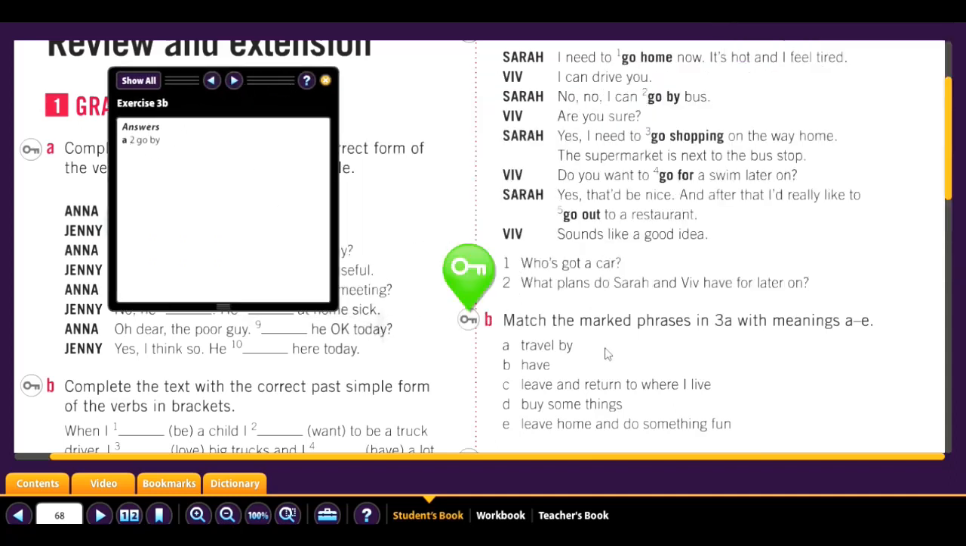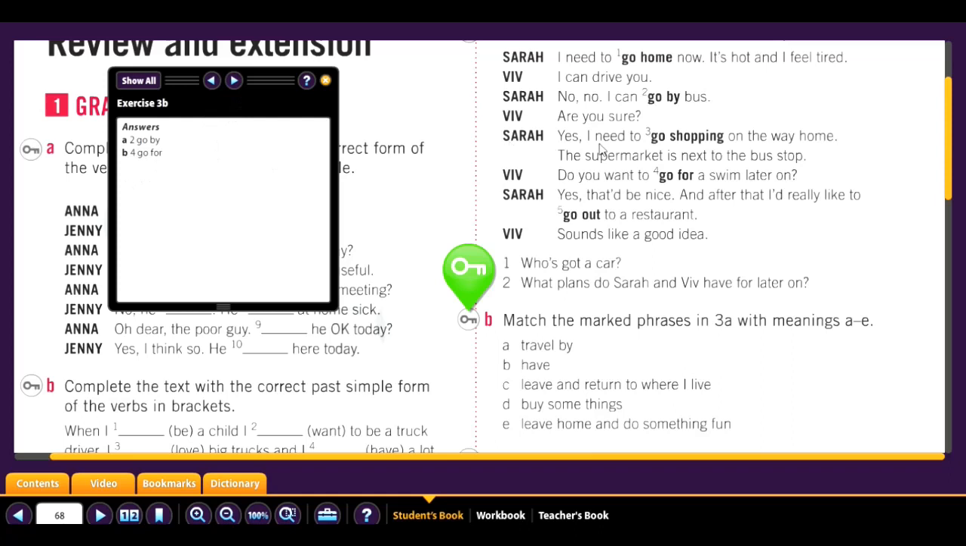A, travel by, viajar por, ir por, go by bus. Recuerden que aquí pueden utilizar cualquier medio de transporte. Go by car, go by taxi, go by plane. En este caso, go by bus. Utilizamos el by para determinar por qué medio de transporte vamos a ir.